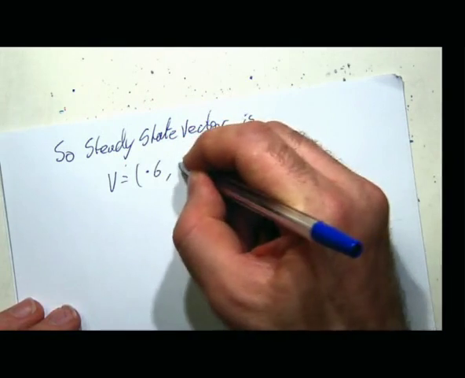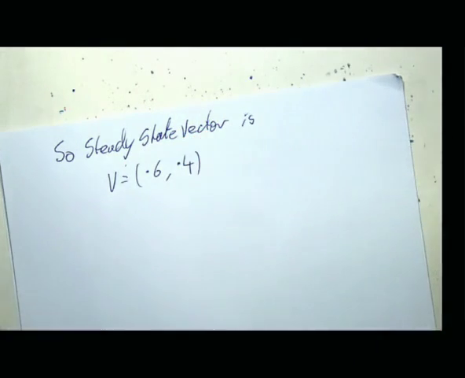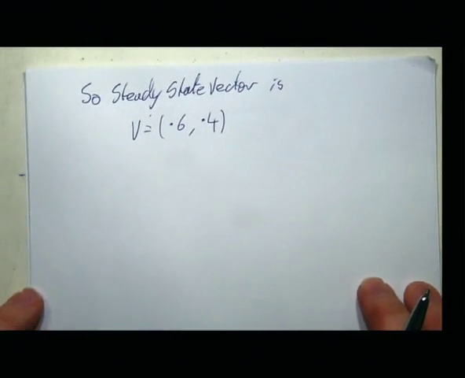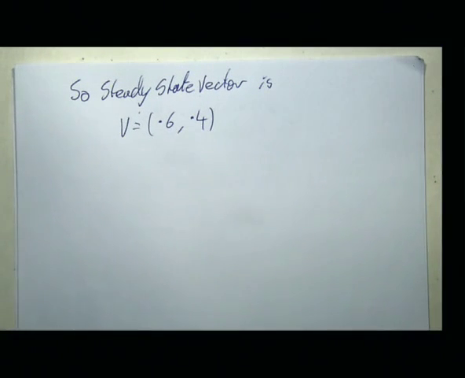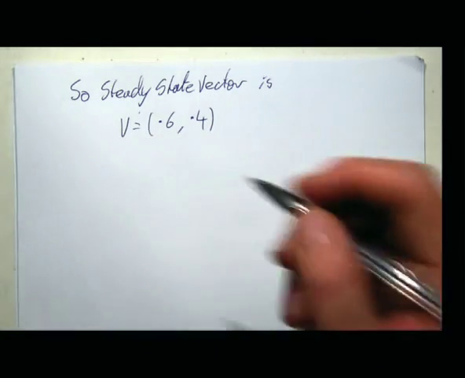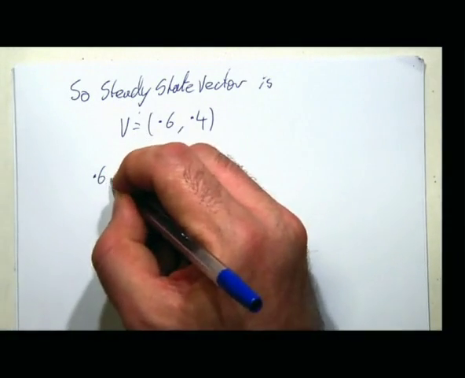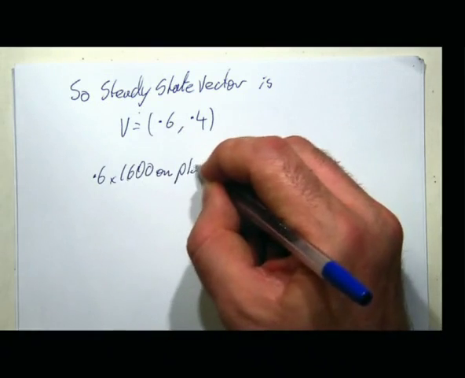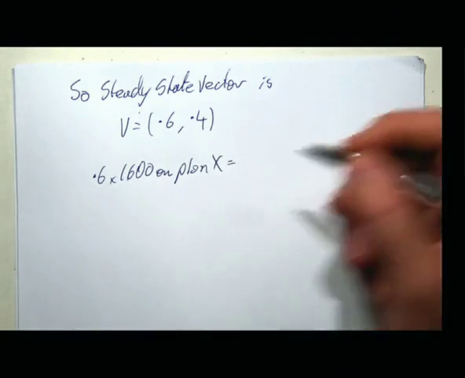0.6, 0.4. All right. So that's saying 60% of my customers are on plan X and 40% are on plan Y. And if I'm talking about 1,600 people, so 0.6 times 1,600 on plan X.